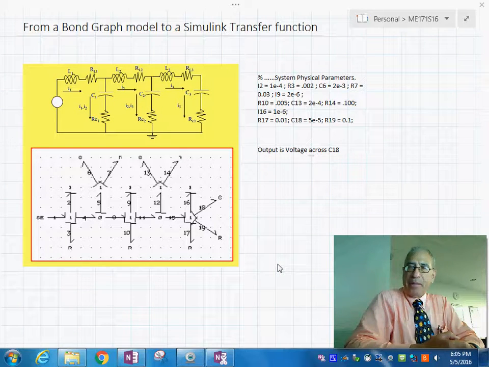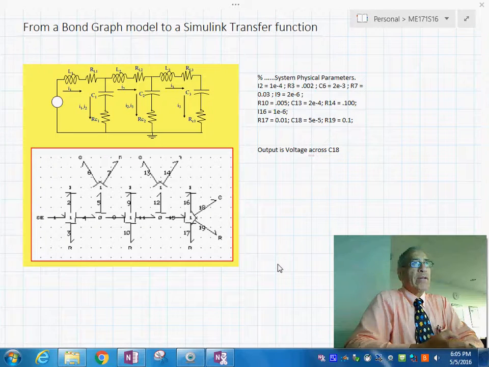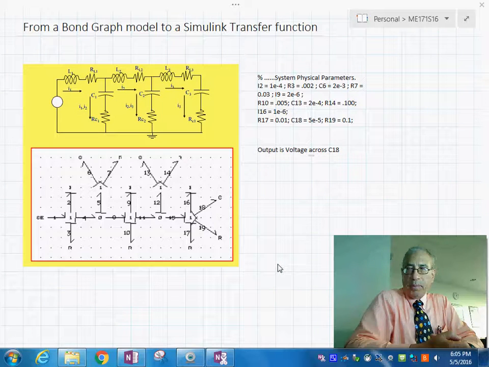So if you have in here as an objective, the transfer function is the relationship between the output across the C element, in this case the capacitor on the right hand side, which would be element C18.